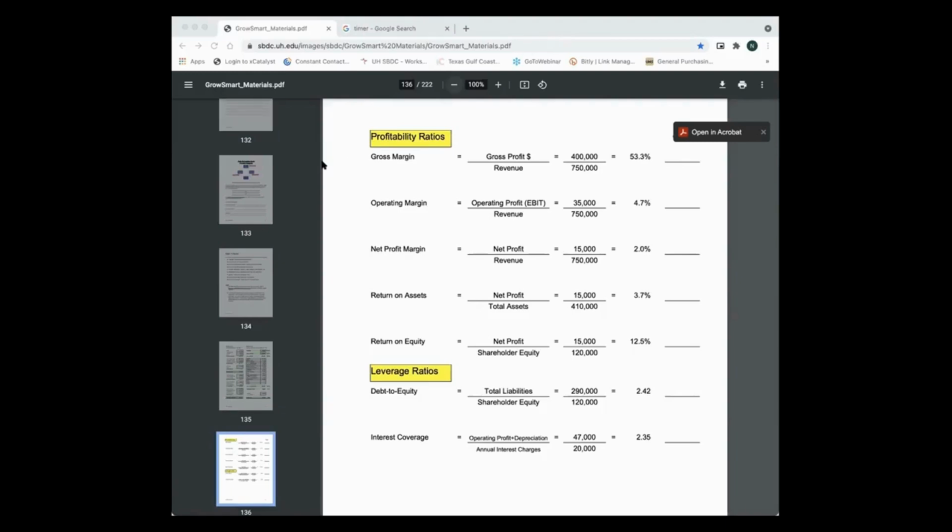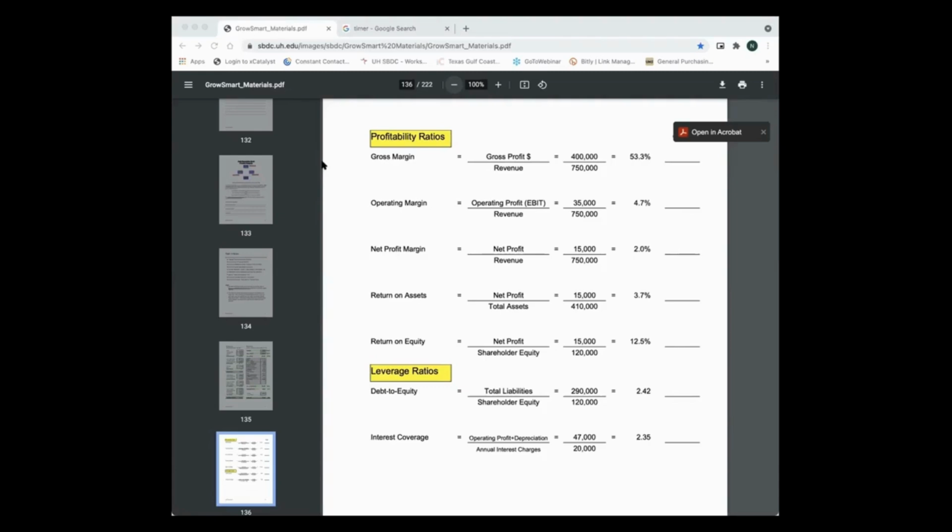So we look at this balance sheet and we see that we have a total of $290,000 in liabilities, 150 plus 140, current plus long-term, divided by shareholder equity. Again, we look at the balance sheet and we see $120,000 in equity. So we take the 290 divided by the 120 and we get a debt to equity ratio of 2.42.